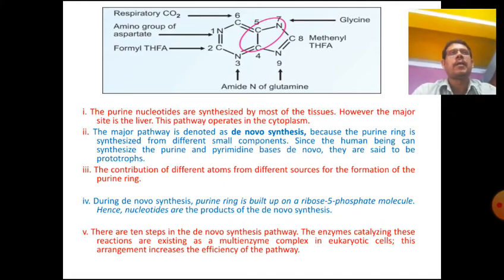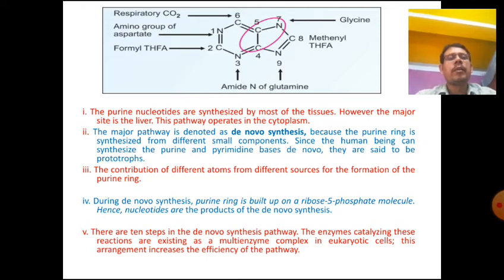However, the major site is the liver, and this pathway operates in the cytoplasm. The major pathway is de novo synthesis. De novo means new synthesis, because the purine ring is synthesized from different small components. Since human beings can synthesize purine and pyrimidine bases de novo, they are said to be prototrophs.